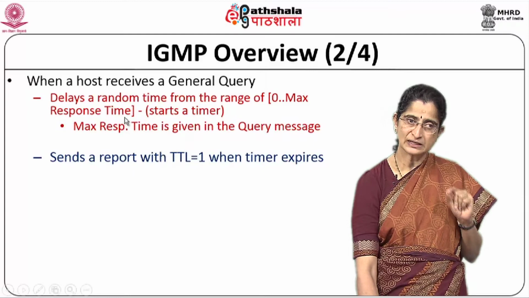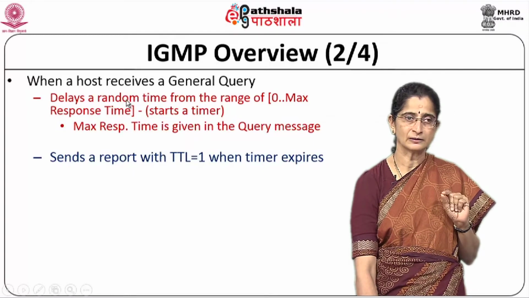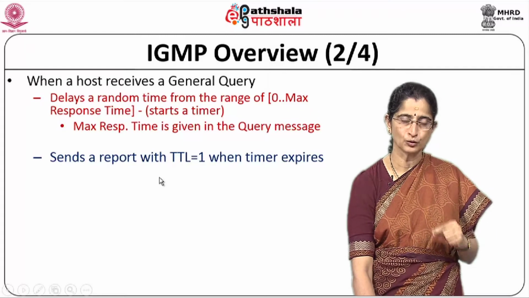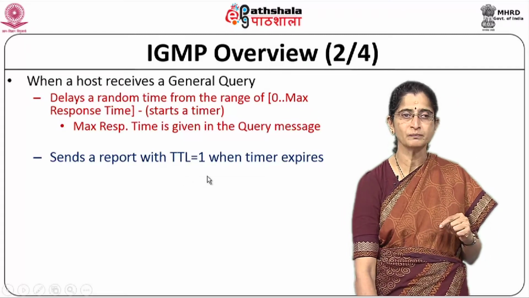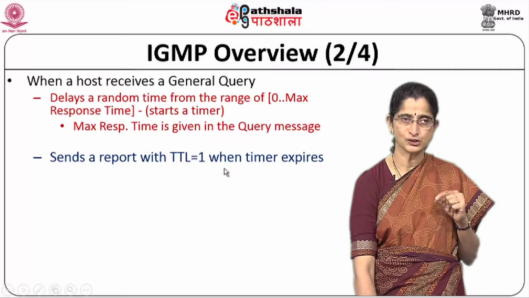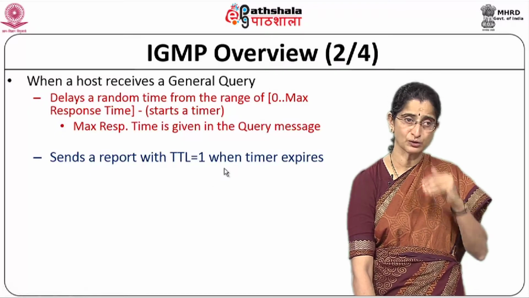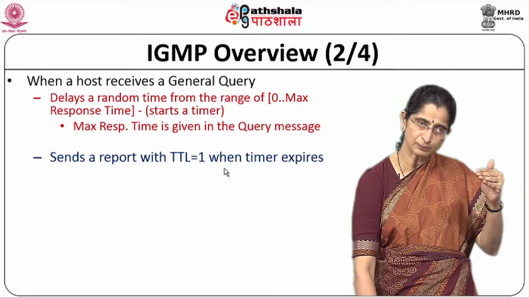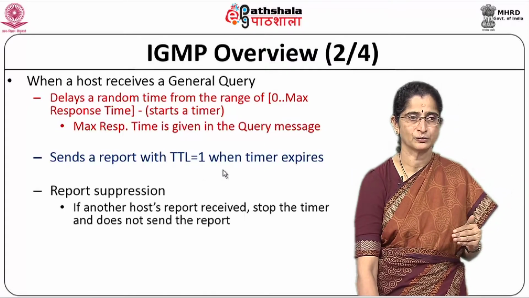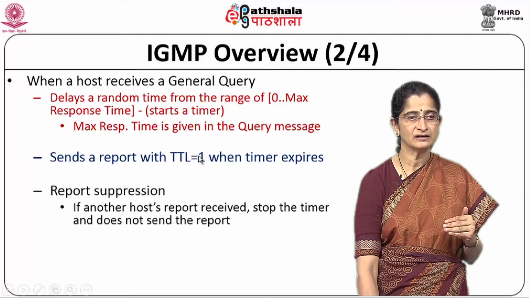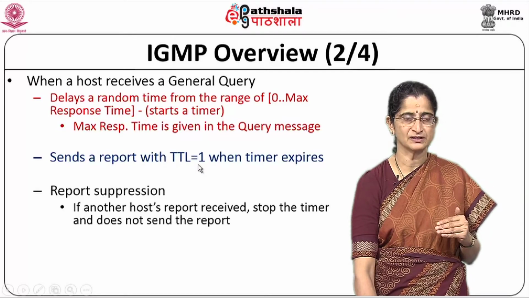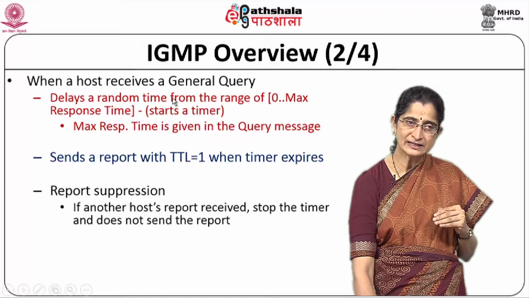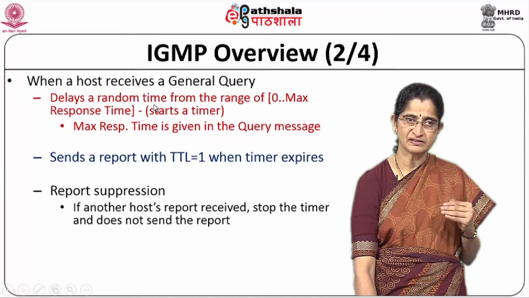Once this timer expires, the host will send a report saying that it belongs to a particular group, and it sends it with the TTL value set to 1. Now, why TTL value set to 1? Because we do not want this packet to go beyond the first hop. It is meant to go only up to the first router that it is connected to. So, this use of TTL being 1 is a very interesting aspect used in this protocol.